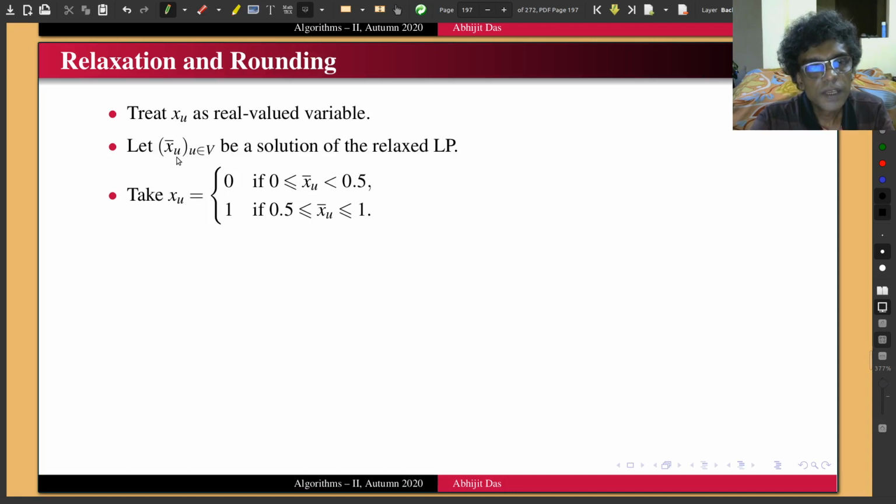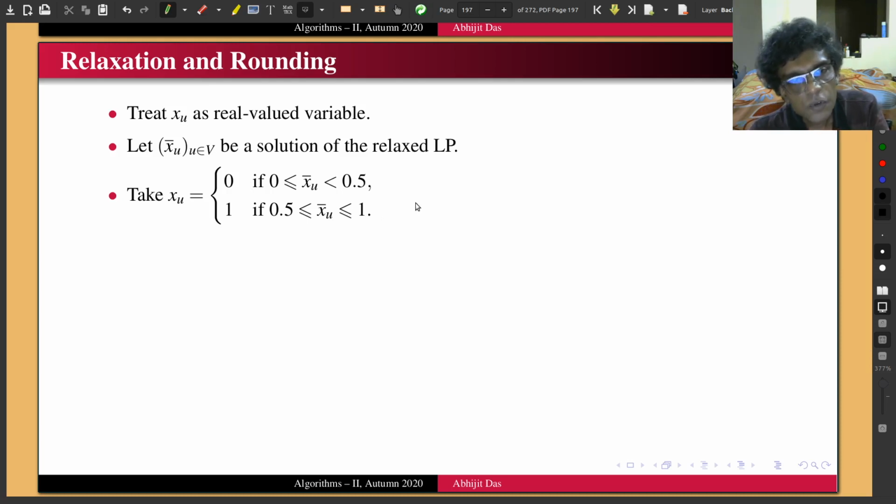So effectively, round these values to the nearest integer. That means if this quantity is greater than or equal to 0 but less than 0.5, I will take XU equal to 0. If this is greater than or equal to 0.5 and less than or equal to 1, I will take this as 1. So this is rounding in the literal sense. Okay, this is what we mean by rounding.